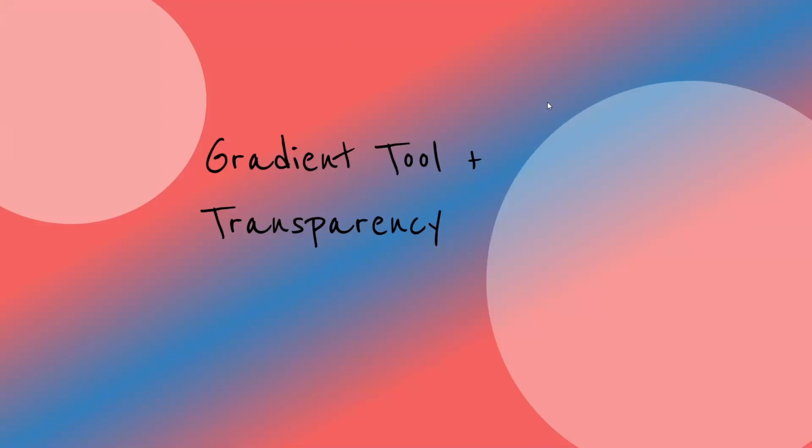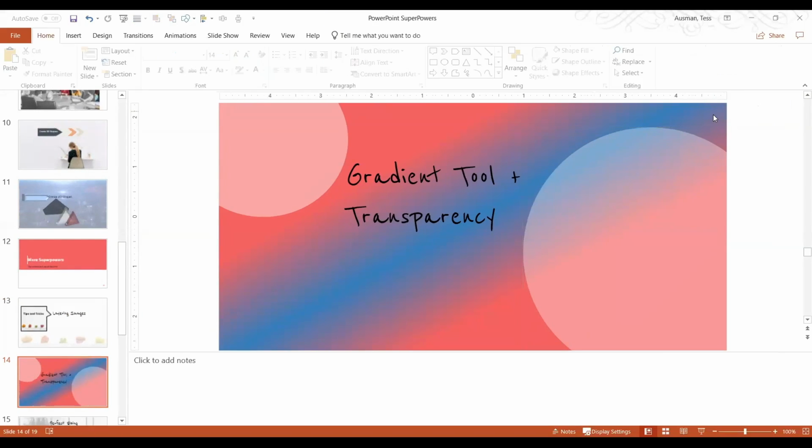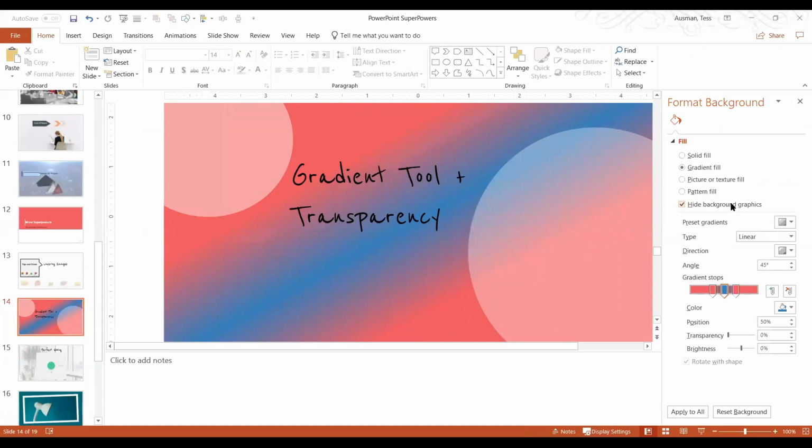Okay, so gradient tool and transparency. And remember that I found this under the format shape toolbox. And remember that to get to the format shape toolbox, you just right click and you can choose format background. You can right click on a shape and choose format shape. But this toolbar shows on the right, and then you can keep it up. I keep mine up most of the time because I am formatting shapes all the time.